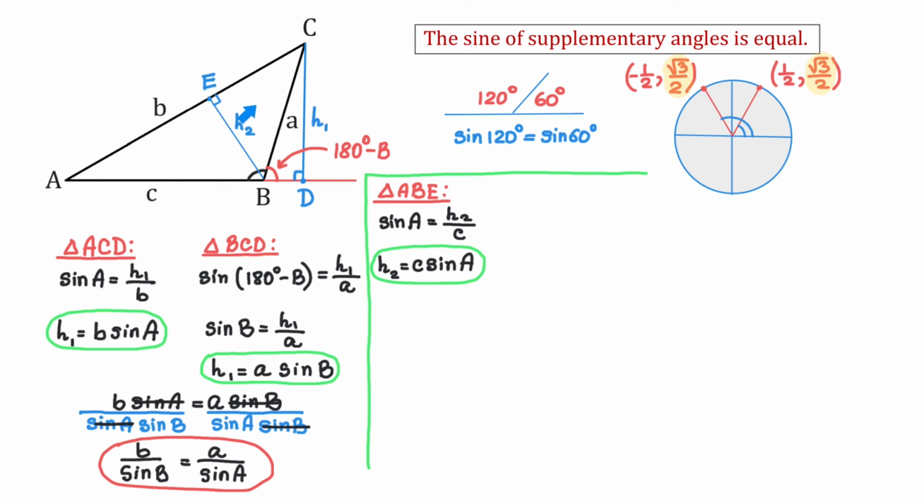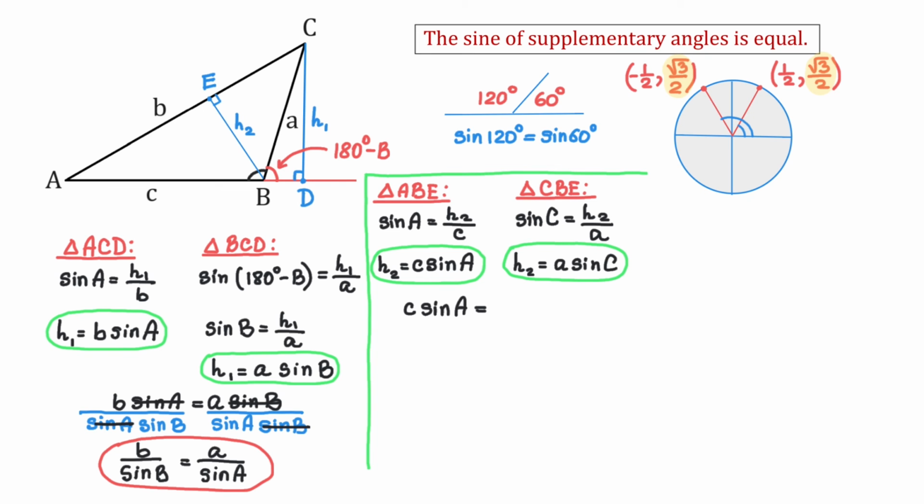Now, in the triangle CBE, sine of angle C equals h sub 2 divided by A. So we will write that sine of angle C equals h sub 2 divided by A. Then h sub 2 equals A sine of angle C. And now, because both these expressions represent h sub 2, we can make them equal. We will write that C sine of angle A equals A sine of angle C.